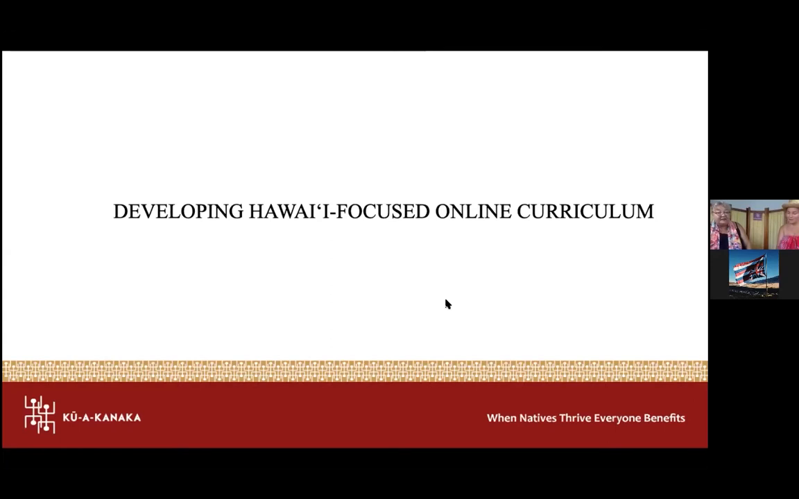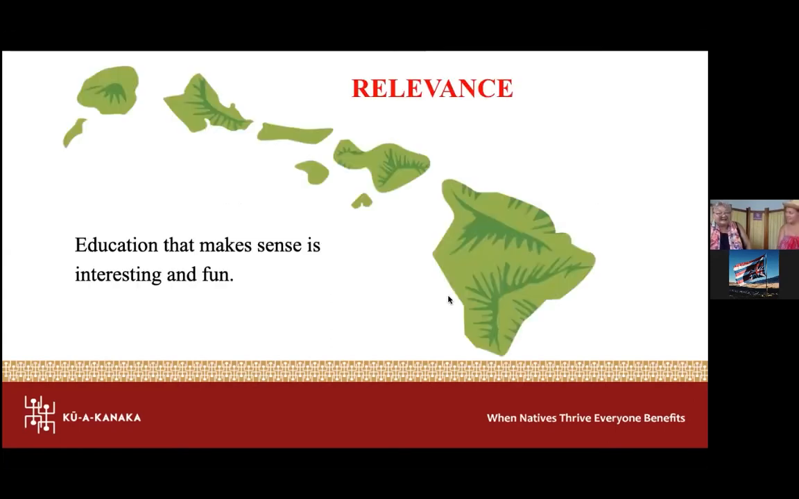If we follow the formula, today's webinar centers around relevance. Is that so? That's correct. So today we're going to be talking about relevance. In other words, education that makes sense. Because when it makes sense, it's also automatically interesting and fun, right? If you don't know what's going on, it doesn't make any sense to you, you're not going to be interested, and I don't think you're going to be having too much fun.